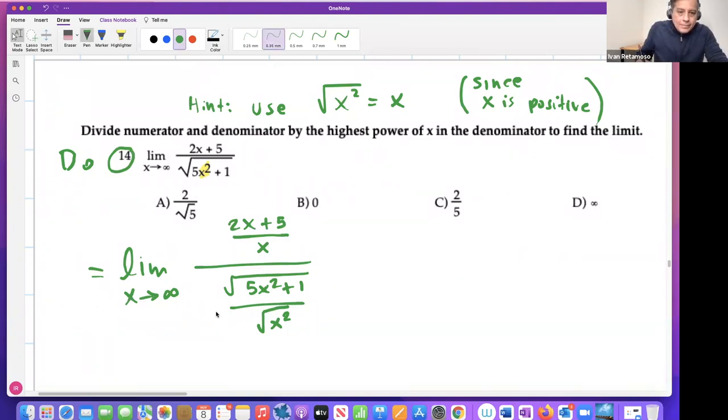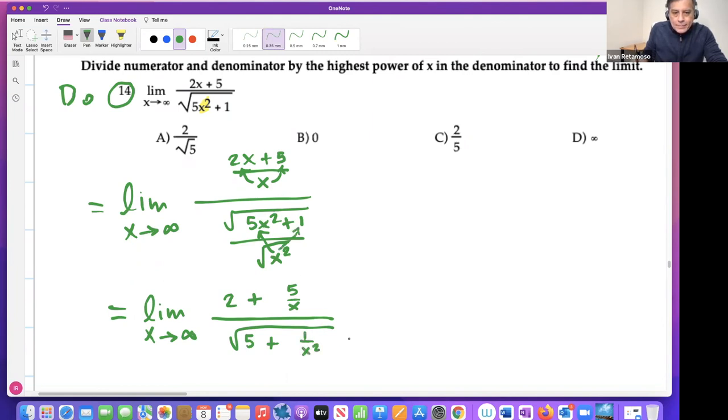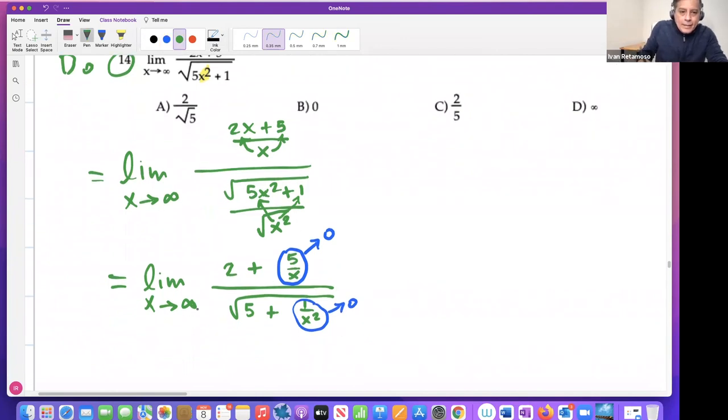Yeah, so we do this, right? And then we just continue working algebraically, right? This is going to be just two plus x into five over x. This guy into this guy is the square root of just five, right? X squared cancels, plus this guy into this guy, one over x squared. These guys go to zero, right? We explained that, because x is huge, five into something that is huge goes to zero in the limit, right? They disappear, and then we are left with just this part, two over the square root of five, the constant part, which should be the limit, right?